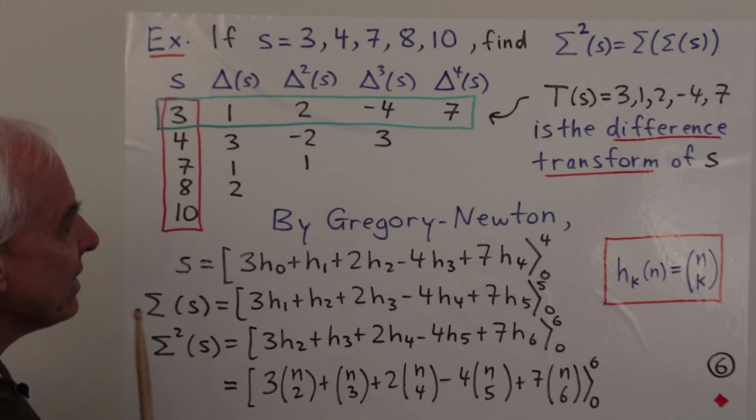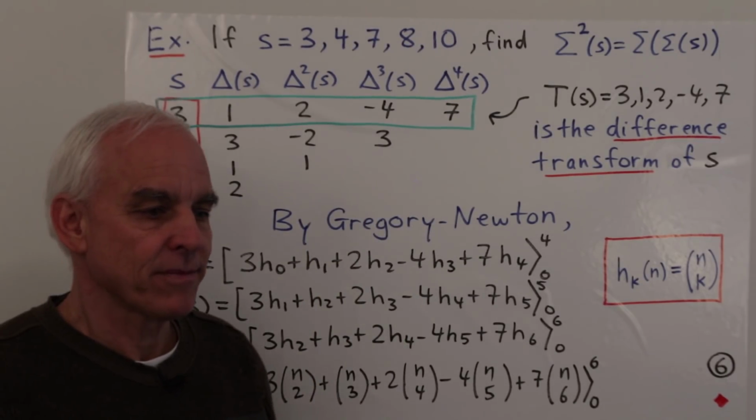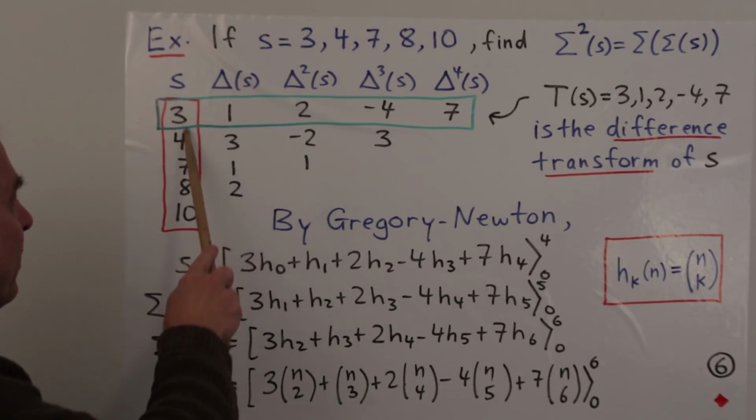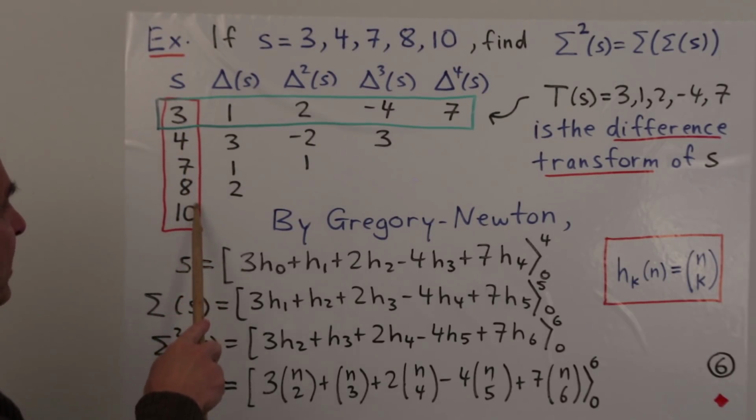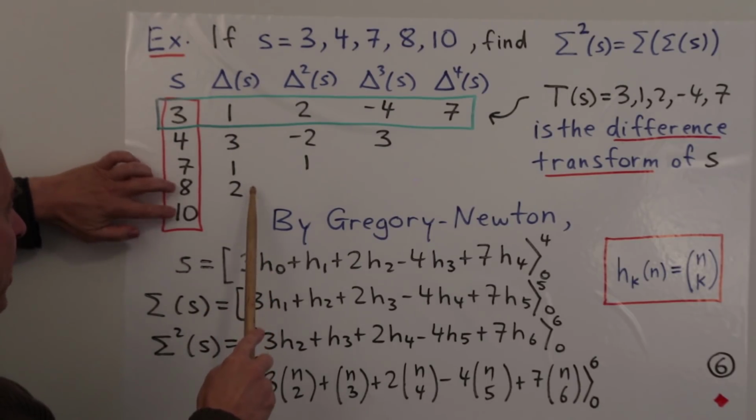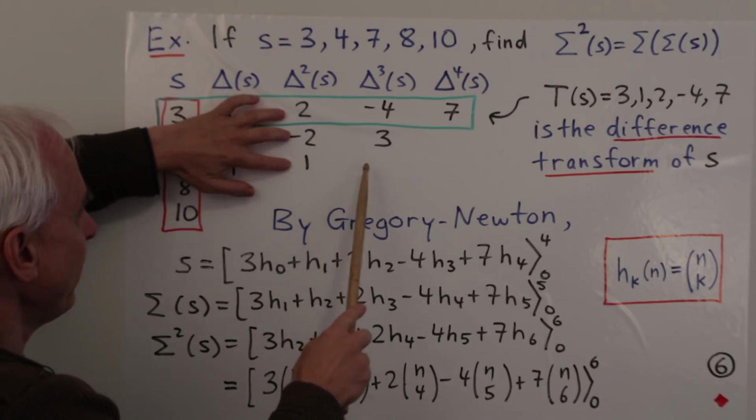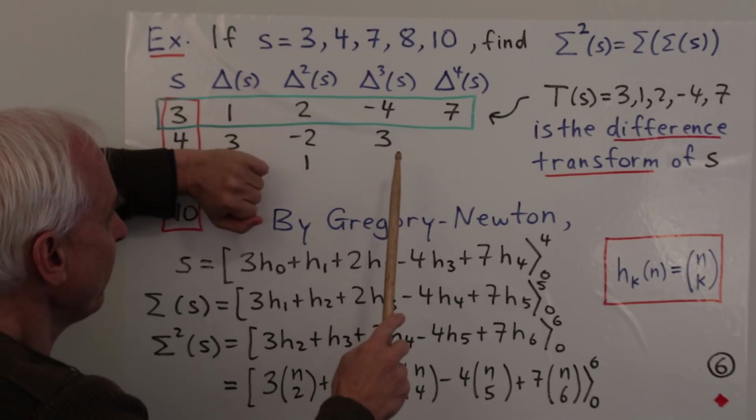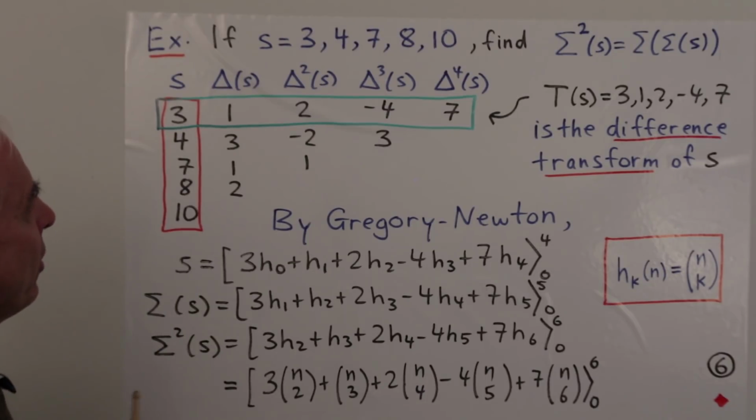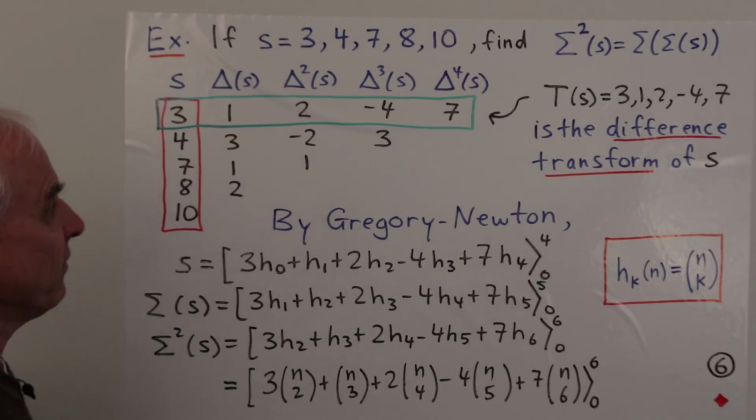Okay, so the key is to get a handle on this sequence by finding its differences. We make a difference table starting with the given sequence. There's 3, 4, 7, 8, 10. We compute differences. 4 minus 3 is 1, 7 minus 4 is 3, 8 minus 7 is 1, 10 minus 8 is 2. And then differences here, there's a 2, there's a minus 2, there's a 1, and then here, difference minus 4, difference of 3, and over here, difference of 7. So these are the successive differences of S as far as we can go. We can't take any further differences.